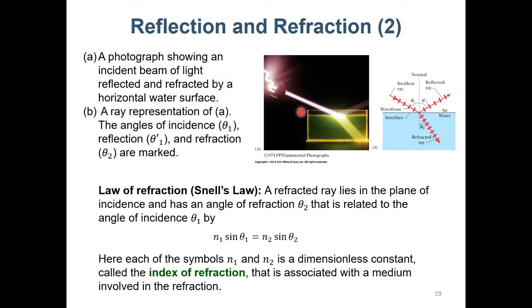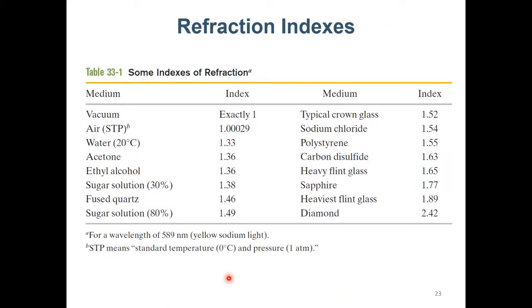And also you can see this beam. This is called Snell's law: n1 sine theta 1 equals n2 sine theta 2. And n1 and n2 are dimensionless constants called the index of refraction, which is inversely proportional to the speed of light in that material. So in air, n would be close to 1.